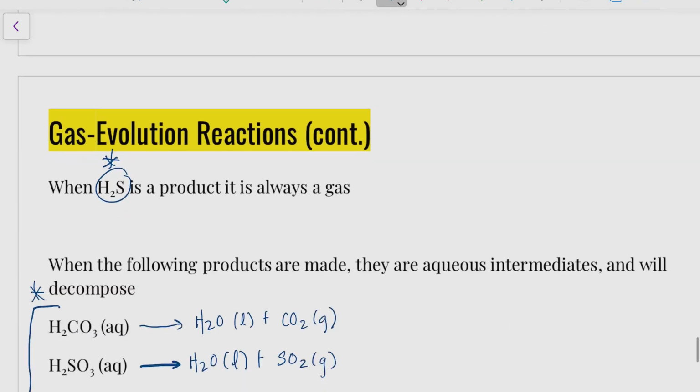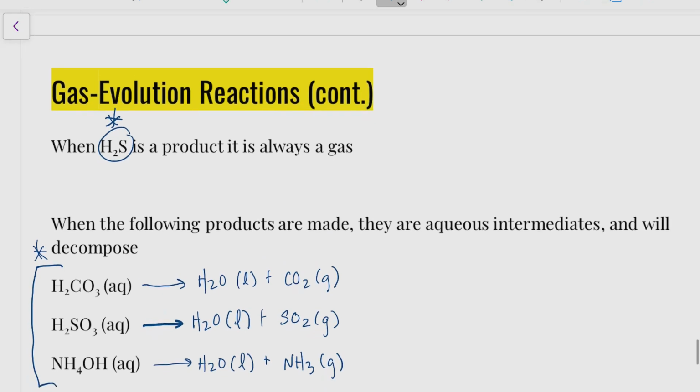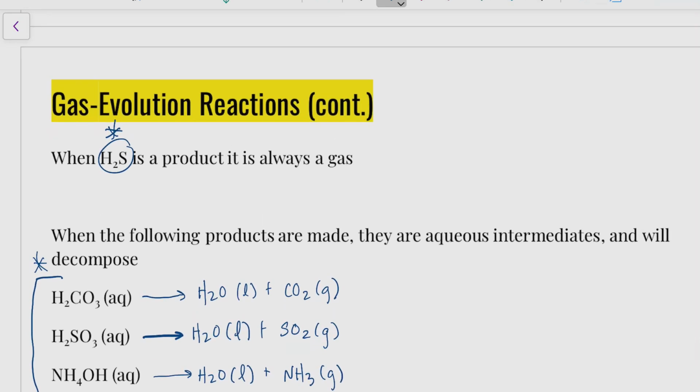Okay, so that's the end of our double replacement types of reactions. In class, we'll have a quick review of this, do some predicting products, and then we will move on to our last type of reaction.